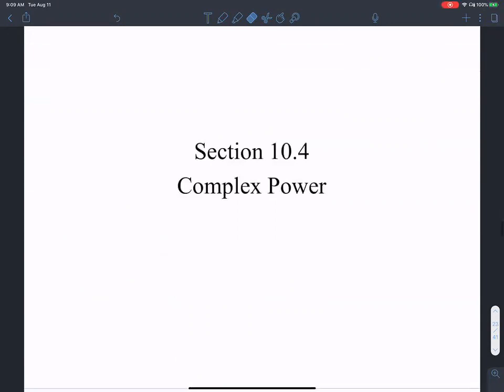Similarly, there is a complex power. So you have average power, P, and then you have Q. If you express that as a complex number, that gives you a complex power. Very simple idea. That's why I said this chapter is very easy.